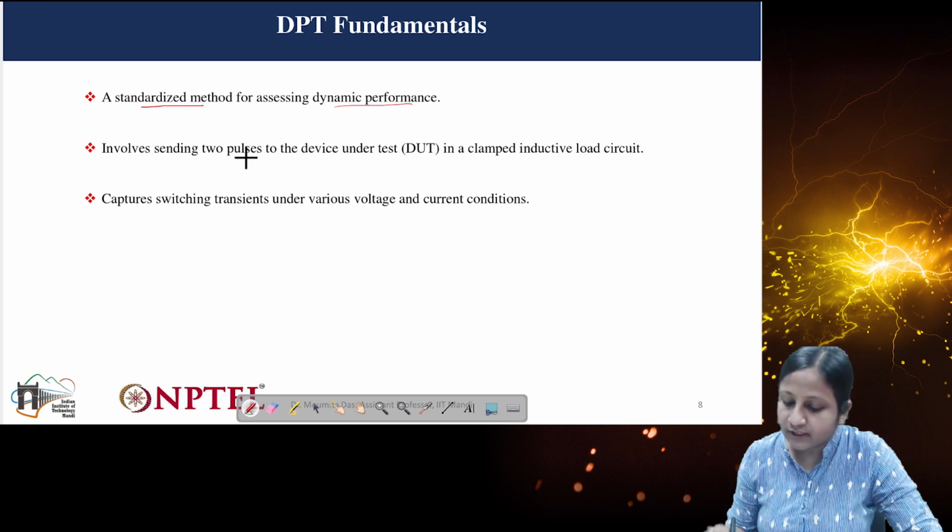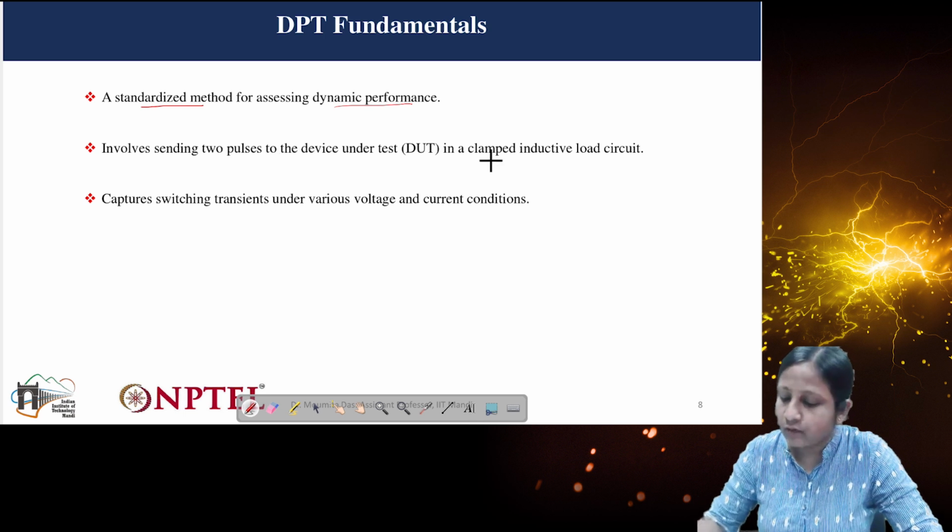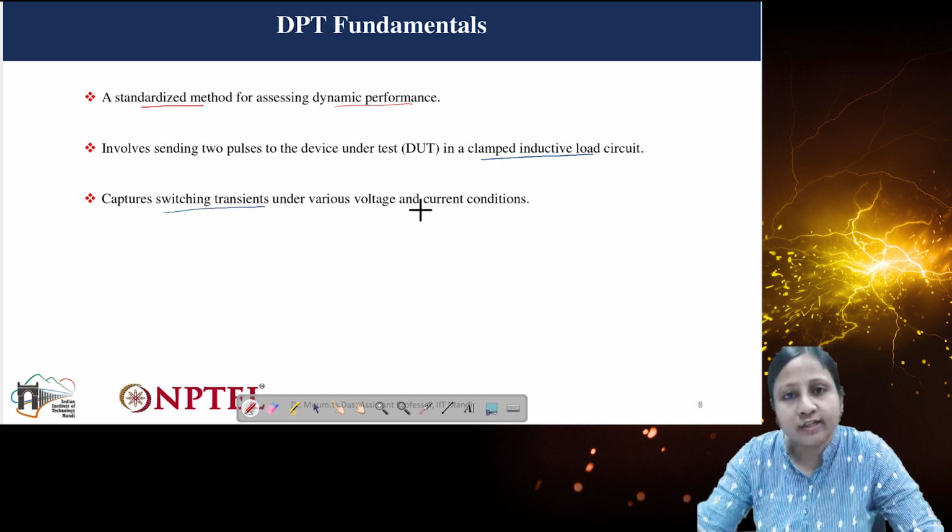This involves sending two different pulses, which is why it is known as DPT, to the device under test. The inductor load is clamped in the circuit to provide the required current. This captures two switching transients under various voltage and current conditions. So these are the fundamentals of the DPT.